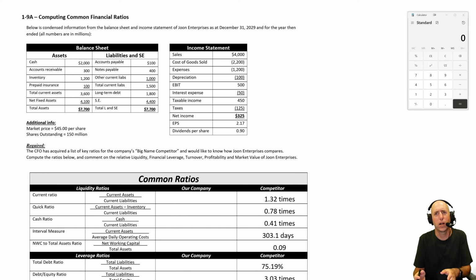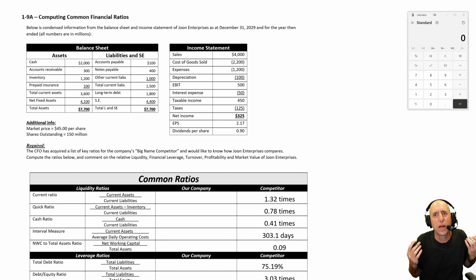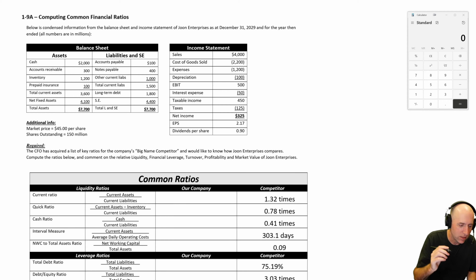You want to compute our ratios this year and compare to last year, or, as we're going to do in this video, compare the ratios of one company to the ratios of another. So it's always a comparison point that we're after here to really get information about the company. So here we go. Below is condensed information for the balance sheet and income statement of June Enterprises, and there's our balance sheet and there is our income statement.